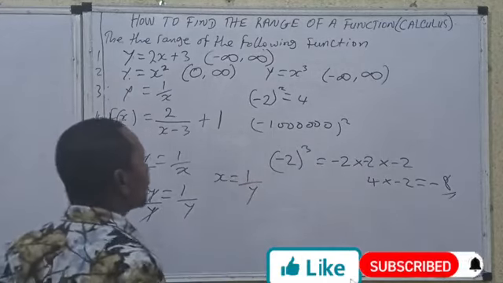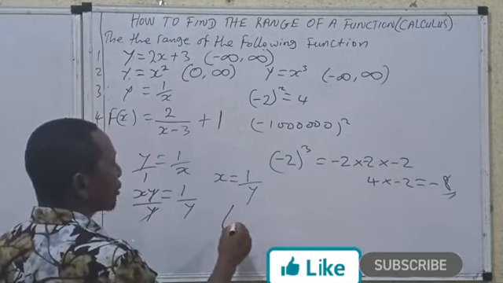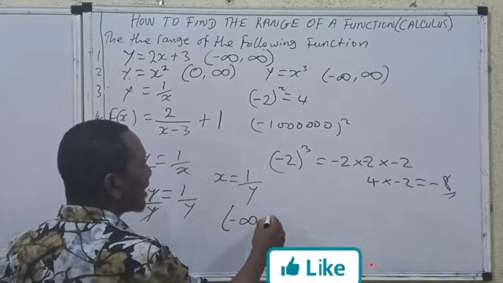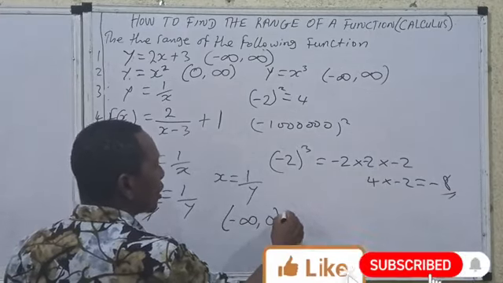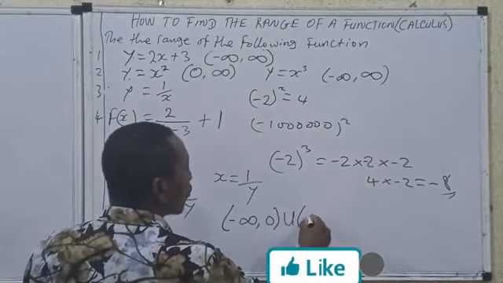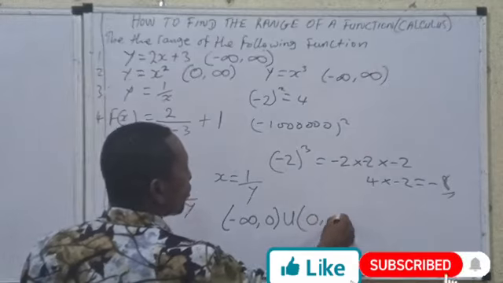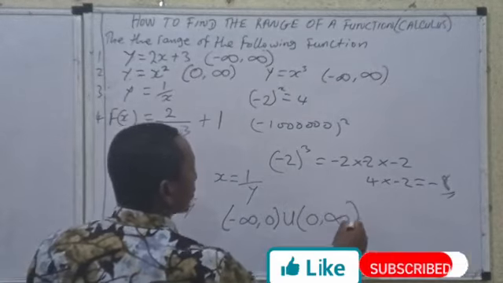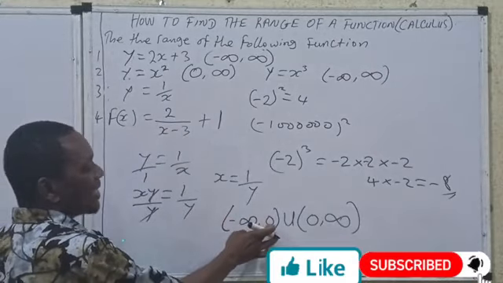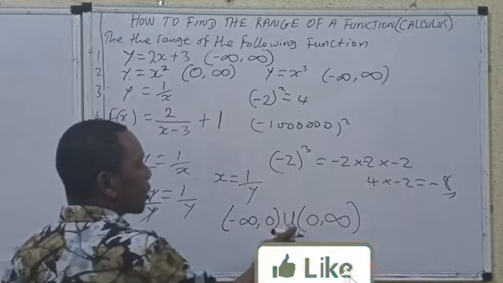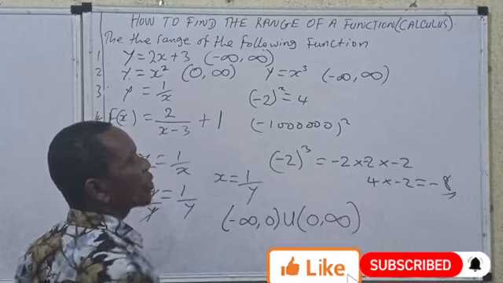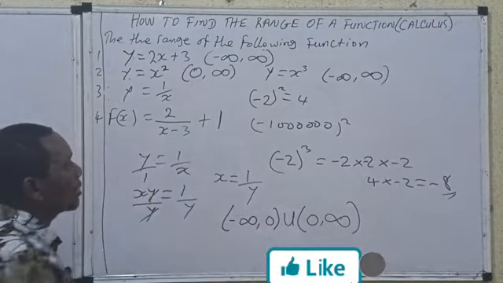So what would be the range? The range will now be from negative infinity to less than 0, in combination with from greater than 0 to positive infinity. So this is from negative infinity to less than 0, 0 is not included, combined with greater than 0 to positive infinity. So this is the simple answer for this.